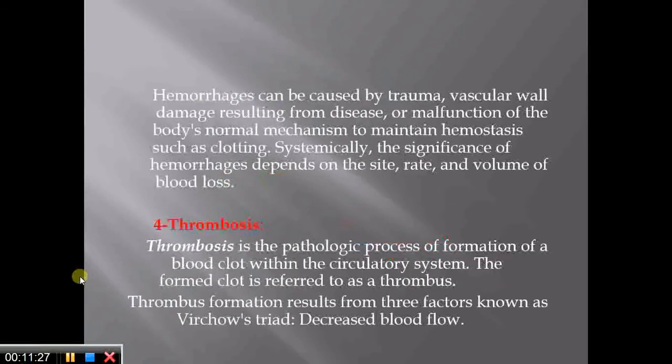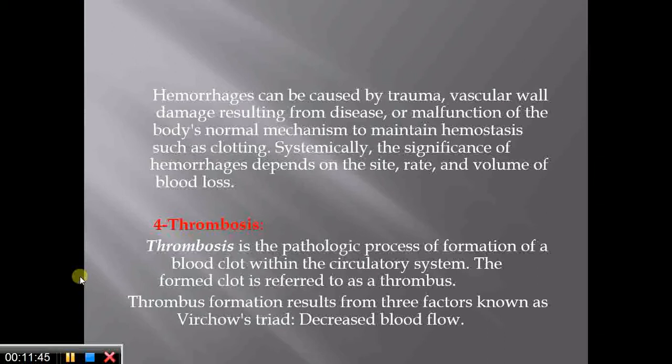Hemorrhages can be caused by trauma, vascular wall damage resulting from disease, or malfunction of the body's normal mechanism to maintain hemostasis such as clotting. Systemically, the significance of hemorrhages depends on the site, rate, and volume of blood loss.